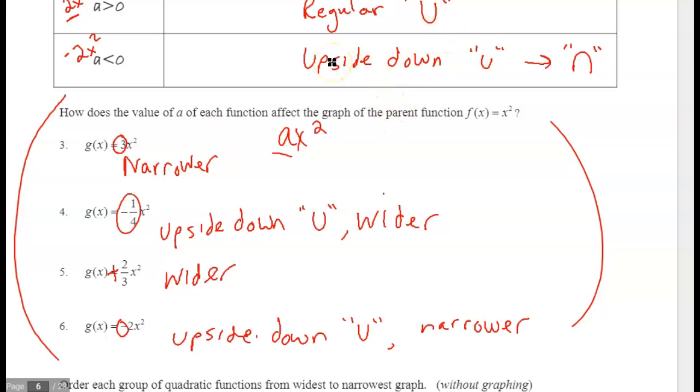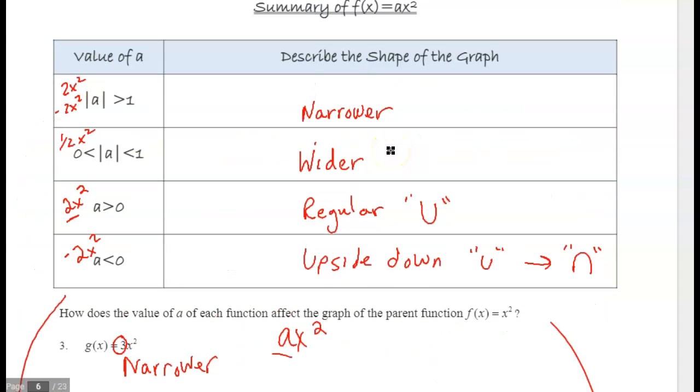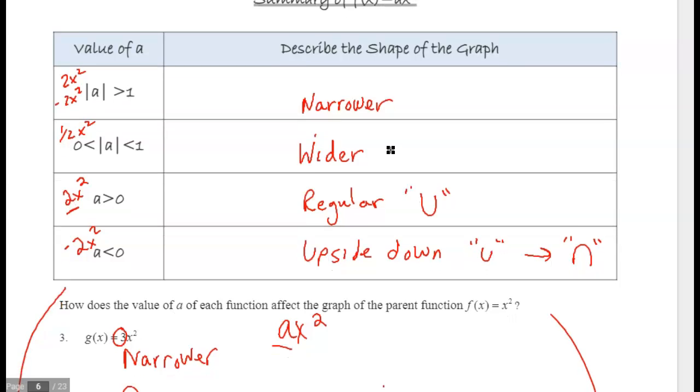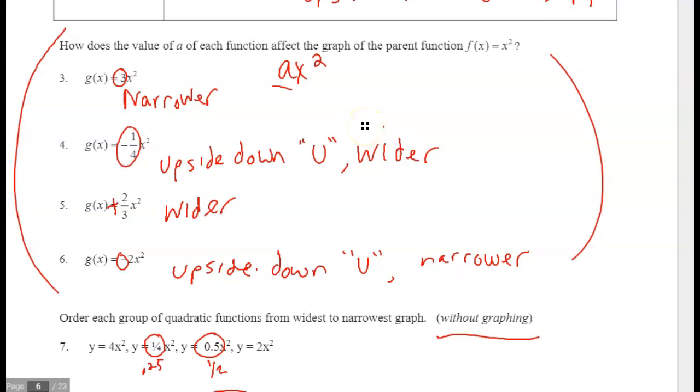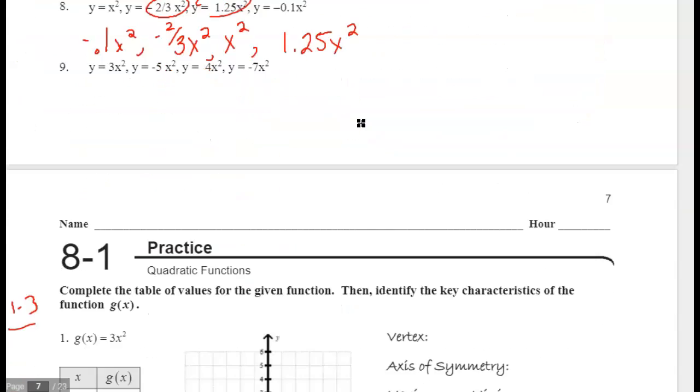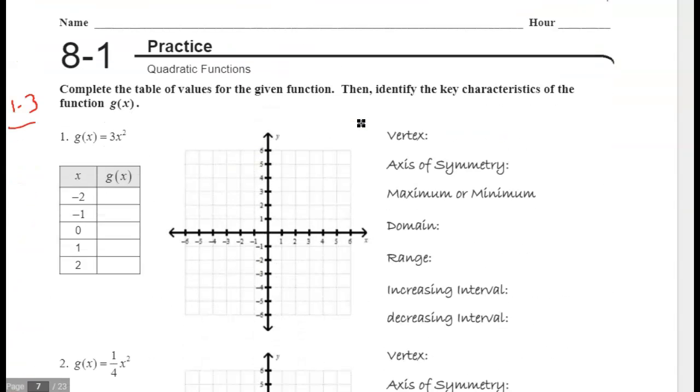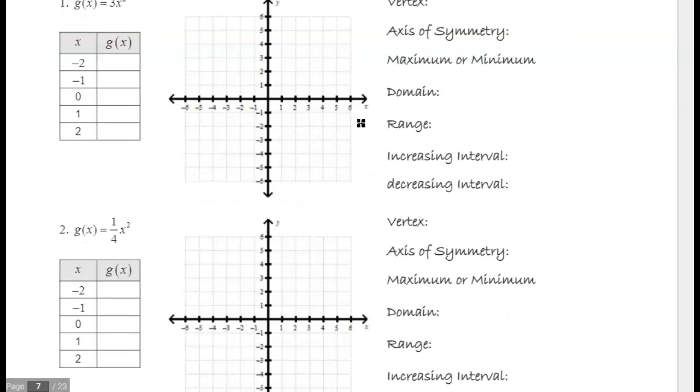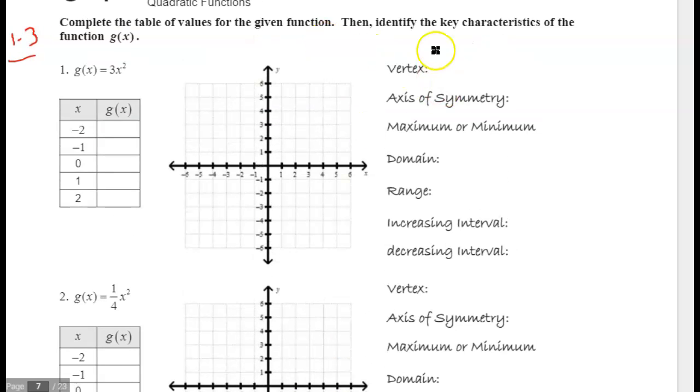It says, how does the value of A affect each function of the graph? So we did our rules up here with narrower, wider, regular U, upside down U. So there's a couple of those that will be on your quiz, and I guess your test next week. If you go to the next page, these were a couple of your homework assignments. I would immediately hop over to Desmos.